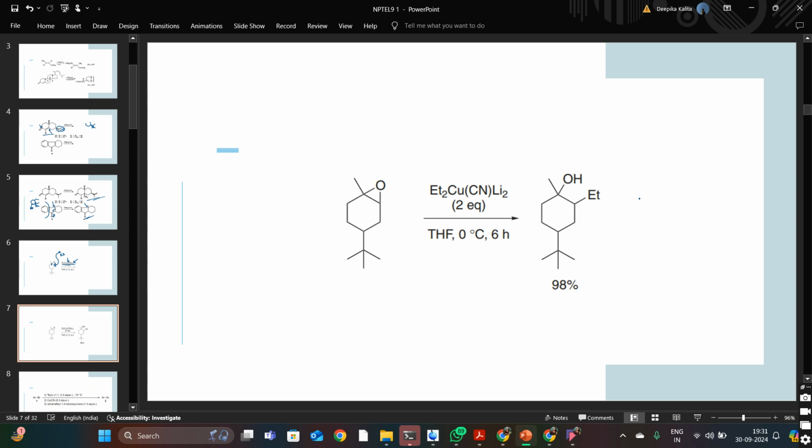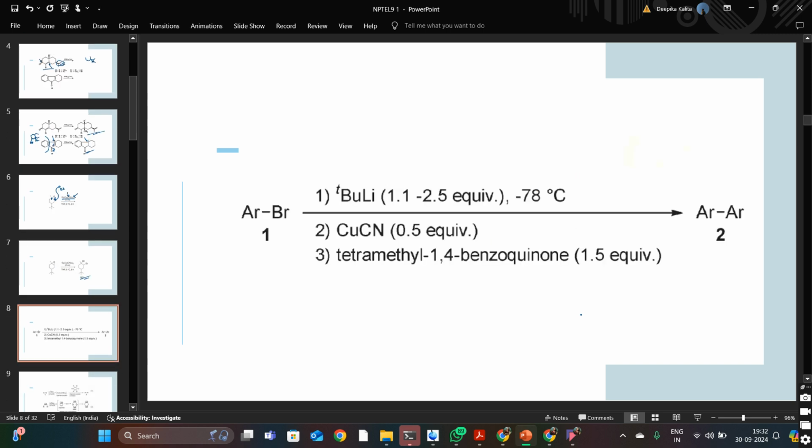And if you look at the yield of the product, it is very excellent. 98% yield you are getting with the Lipshutz reagent. And this is how, when it comes to these types of nucleophilic addition reactions, Lipshutz reagents are more or less preferred. So moving to the next question.